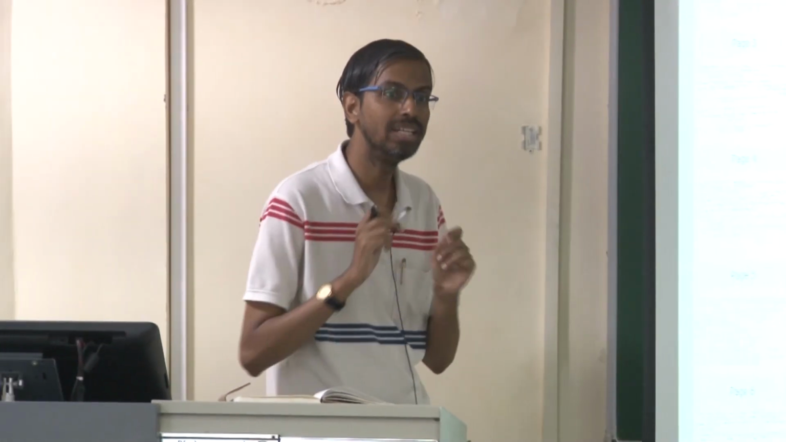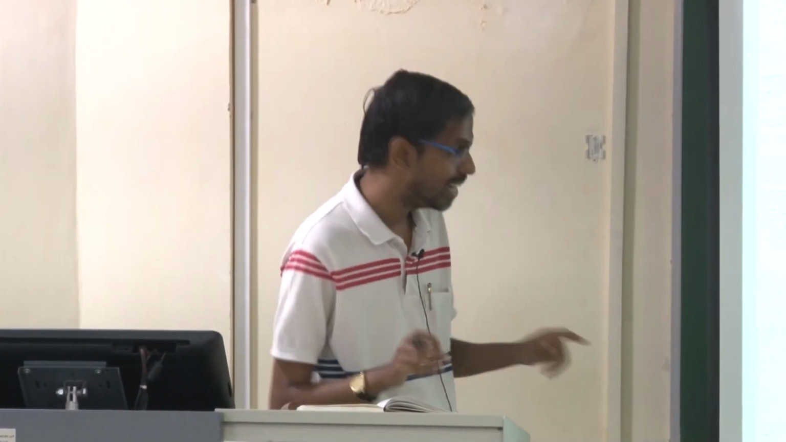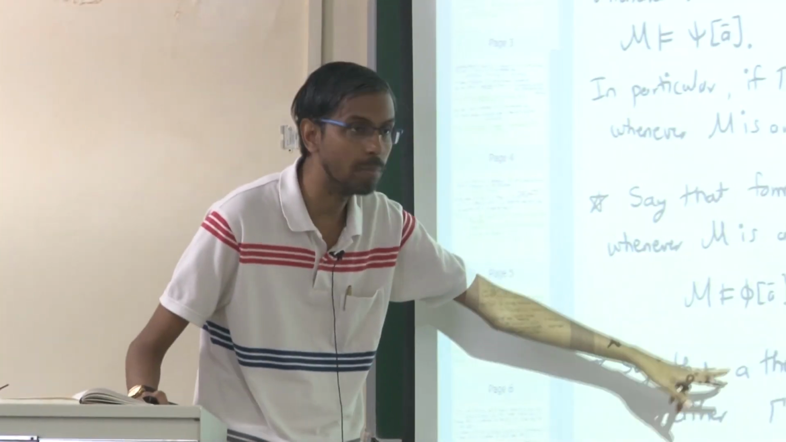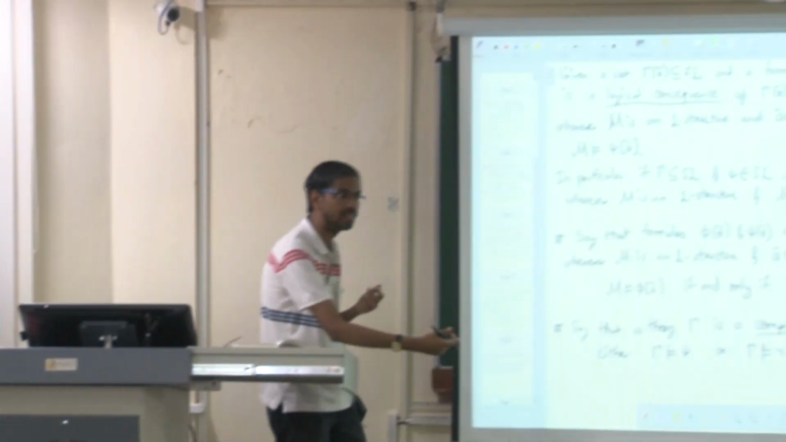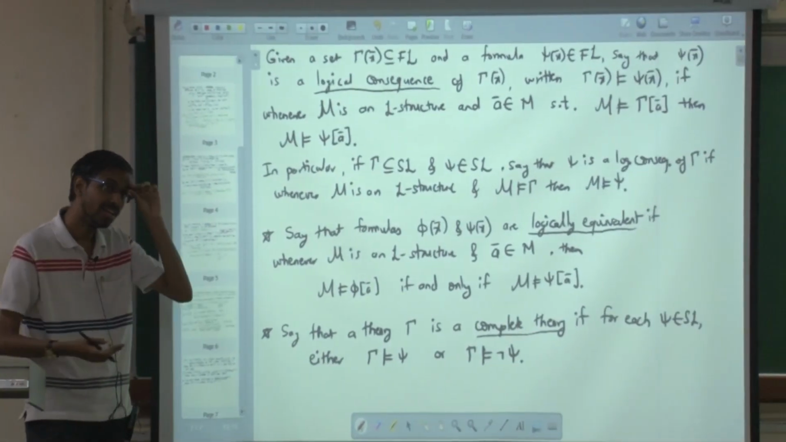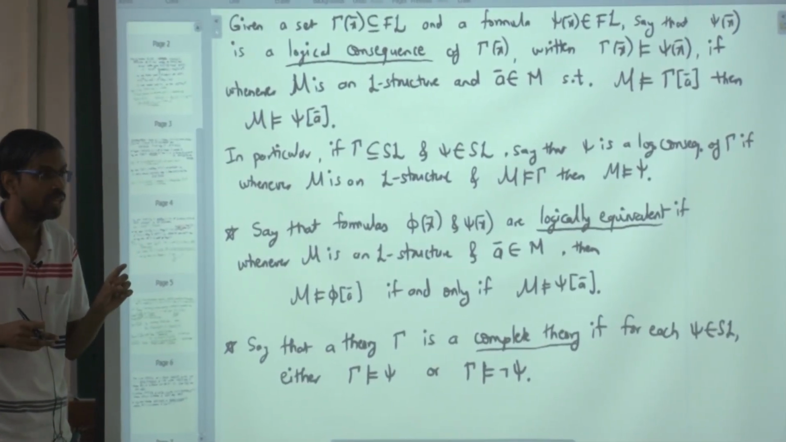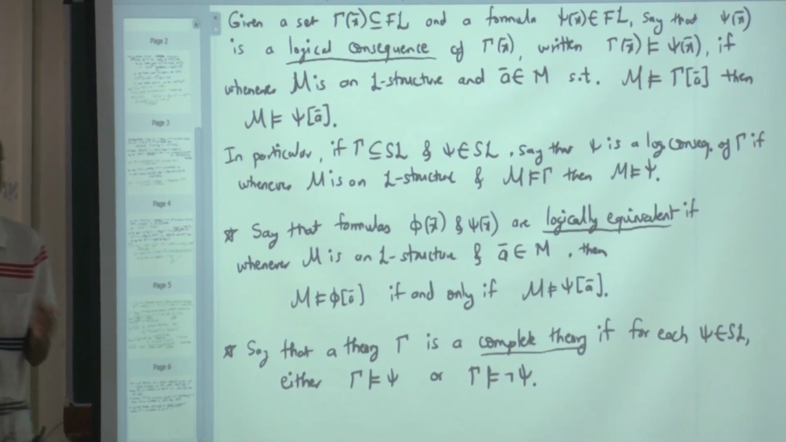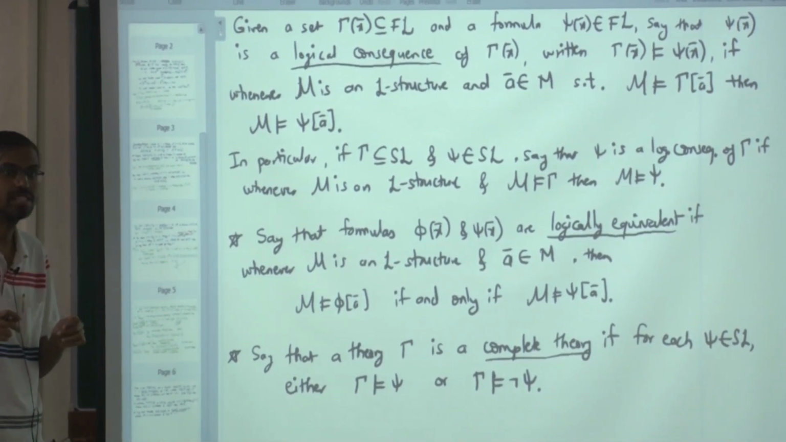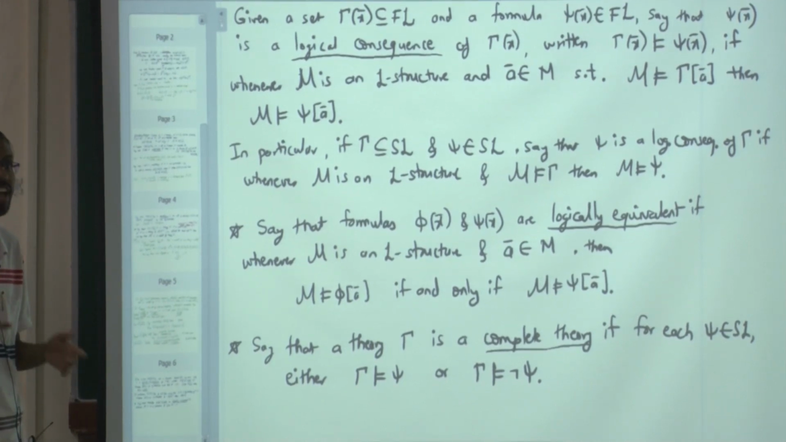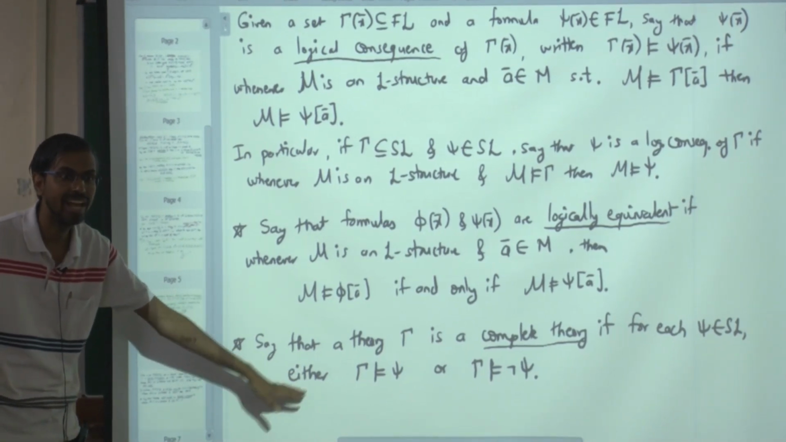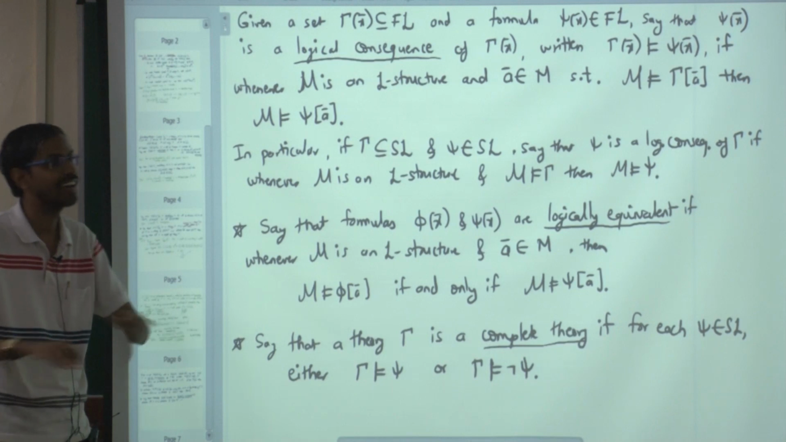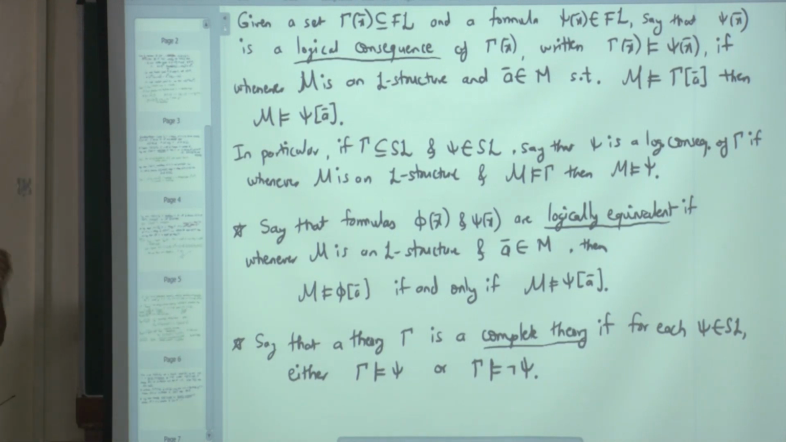But in an incomplete theory, what can happen? That there is some gamma, there is some psi, such that gamma doesn't entail psi and gamma doesn't entail negation psi. So a complete theory essentially makes decisions for everything. For every sentence it makes a decision. And what condition does this remind you of? Psi and negation psi? Ultrafilters. Correct. So these are precisely ultrafilters. And I need to give you one example of this.